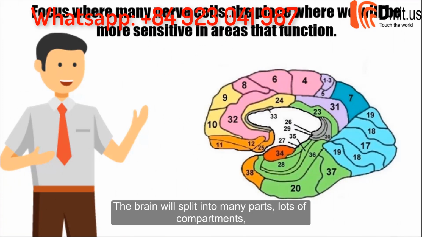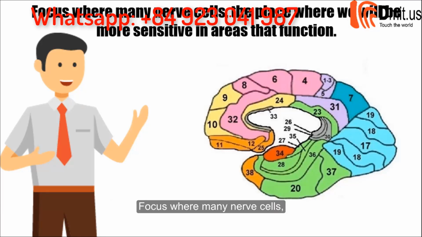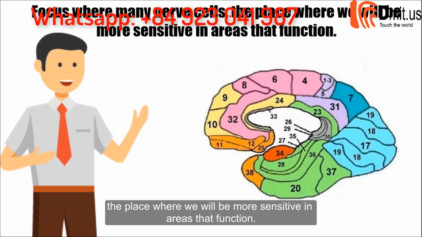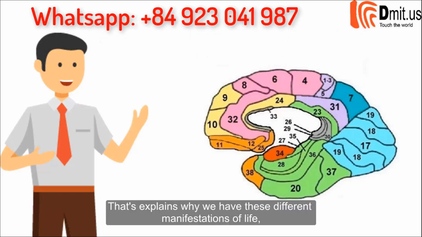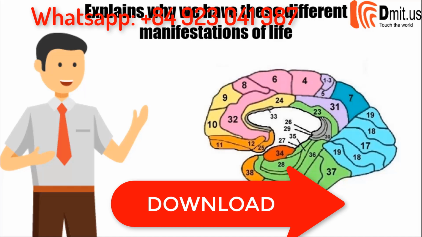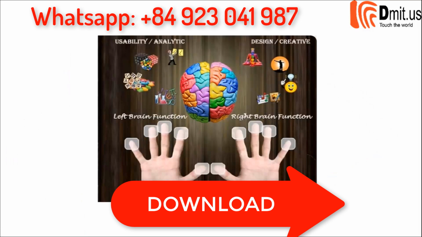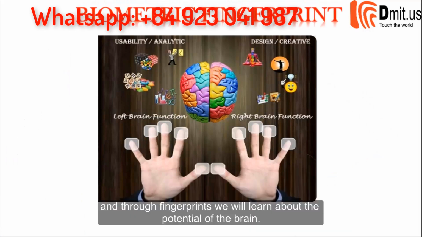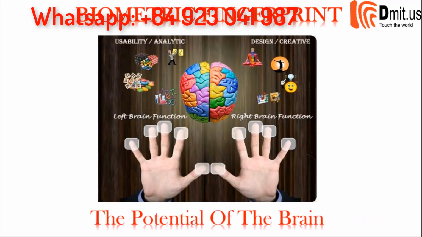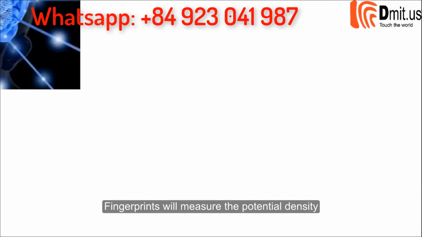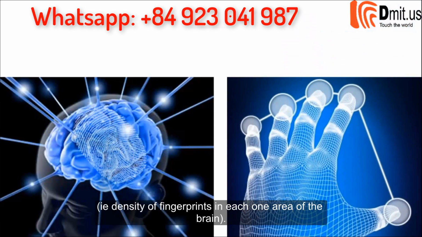Where the fingerprint is dense, there is a greater density of nerve cells. The brain splits into many compartments, and each compartment performs a certain function. Where there are many nerve cells, we will be more sensitive in the areas of that function. That explains why we have these different manifestations in life, why you do this well, others do that well, and why we are like this but others are not. That's because it is all in the brain. Summary: fingerprints are linked to the brain, and through fingerprints we will learn about the potential of the brain. Fingerprints will measure the potential through the density of fingerprints in each area of the brain.